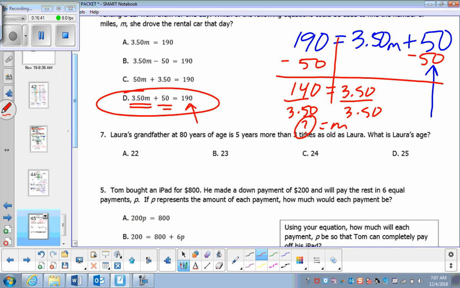All right, for number 7, Laura's grandfather is 80 years old, and that's 5 years more than 3 times as much as Laura. So here's the equation: 3 times L goes first. Now show me 5 more. 80 is that age. So if you subtract the 5, we're at 75. Now divide by 3. 25 years old.